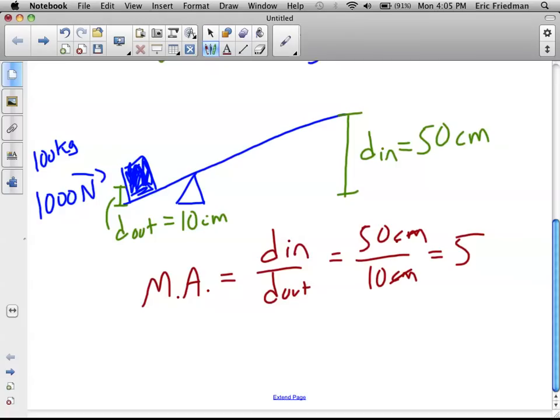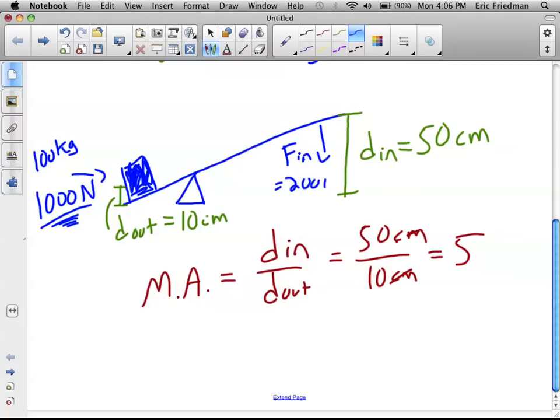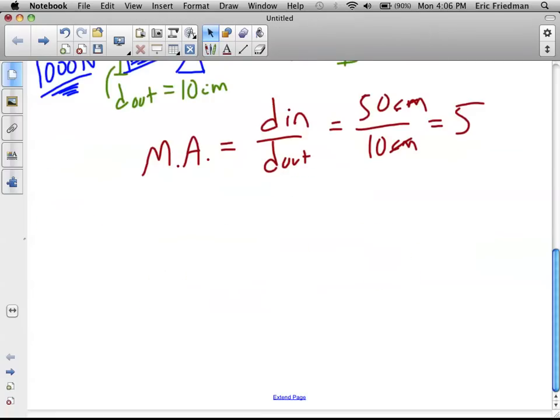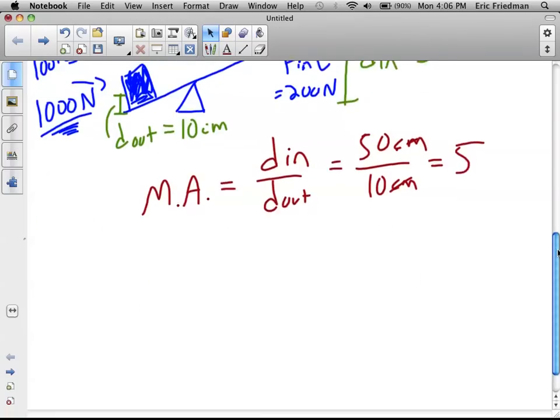So if I have 1,000 newtons on this side, how much force input do I need to put on this side? F in. Well, your intuition tells you, hey, it's 5 times easier. It should be only 200 newtons on this side. Well, yeah, it's going to work out that way. How do the equations tell us this? Well, there's a couple ways we can do it.